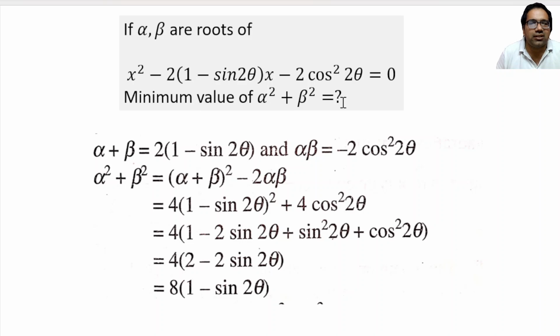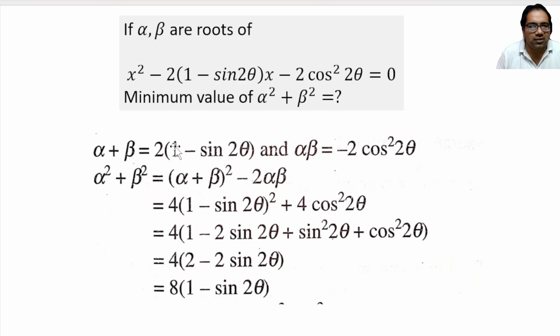Now, this is a quadratic equation. What is alpha plus beta? It is minus b by a. That means 2 into (1 minus sine 2 theta) by 1. That is the sum of the roots. And what is the product of the roots? c by a. That is minus 2 cos square 2 theta. Let us put both of them in this equation.